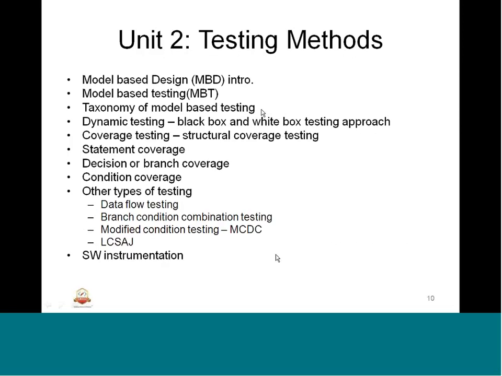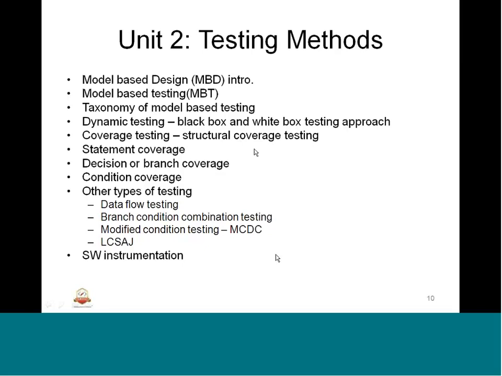The next type of testing method is model based testing. We understood the basics of model based design, model based testing, and the taxonomy of model based testing. We use various instruments for those models, such as MATLAB and all that, and accordingly we draw a test strategy for that particular model, and take care of the testing aspects of the model based design.